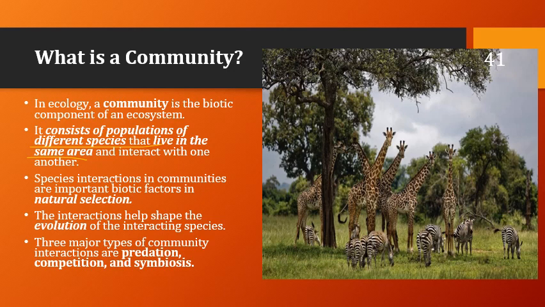So species interactions within communities are important biotic factors in natural selection. So when we say natural selection, it's basically the adaptation or the survival of the fittest. Okay, so the interaction helps shape the evolution of the interacting species because diba, each of these organisms are relying on each other. Okay, diba? They are all interconnected to everything else. And of course, three major types of community interactions are predation, competition, and symbiosis. So this is a community.